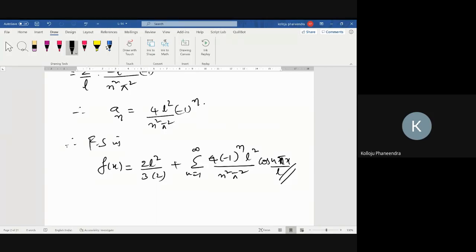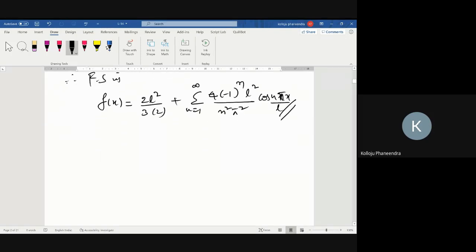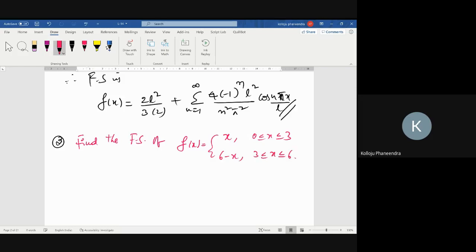And let me tell you one more problem on arbitrary interval. Find the Fourier series of f of x equal to x in the interval 0 less than or equal to x less than or equal to 3, and 6 minus x in the interval 3 less than or equal to x less than or equal to 6.